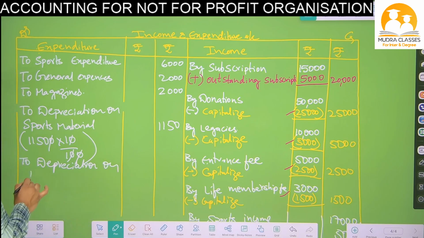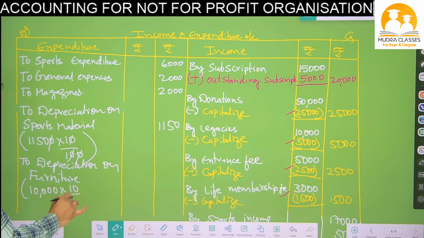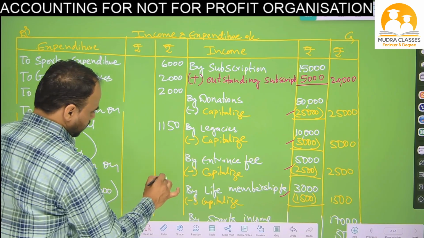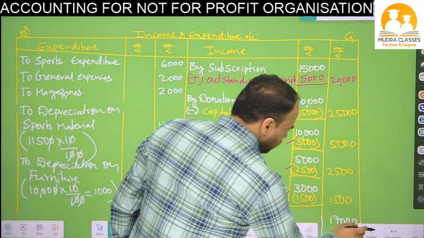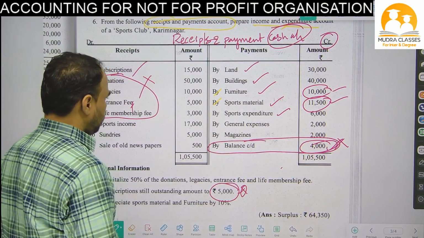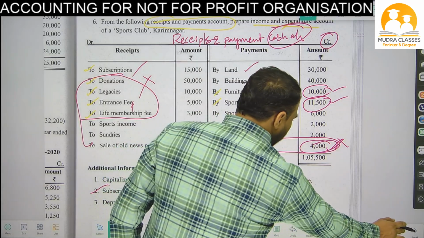On depreciation on furniture, how much percentage is given? Total 10,000 rupees given. On 10,000 rupees 10% said. Okay, 0 cancel, 0 cancel, 1,000 rupees. So we have to write here 1,000 rupees. Okay, one time I will check whether 10,000 is given or not. Yes, 10,000 is given. Okay, now all items are completed.